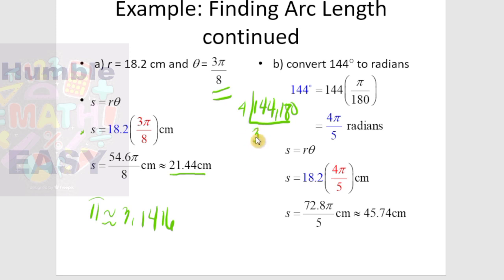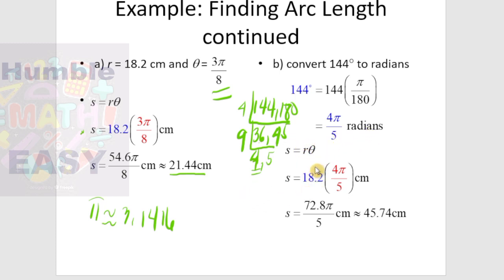So 36. Then this one is 180 divided by 4, and that is 45 rather, not 65. So this is the 36 and 45 is divisible by 9, so this is 4. 36 divided by 9 is 4. Then 45 divided by 9, and that is 5. So that is why, see, it is now simplified as 4 over 5. Okay, so 4 over 5 radians.